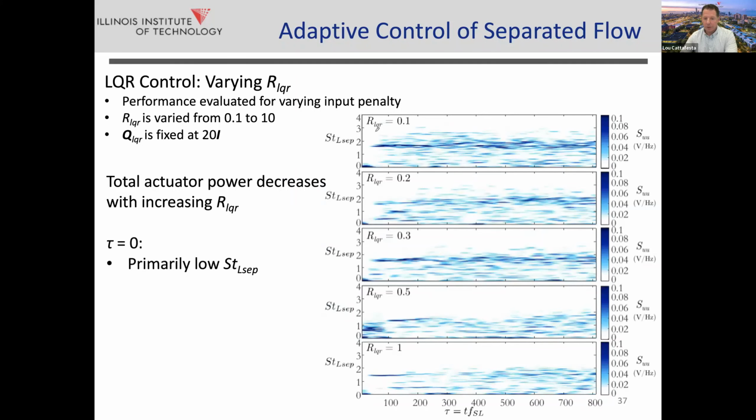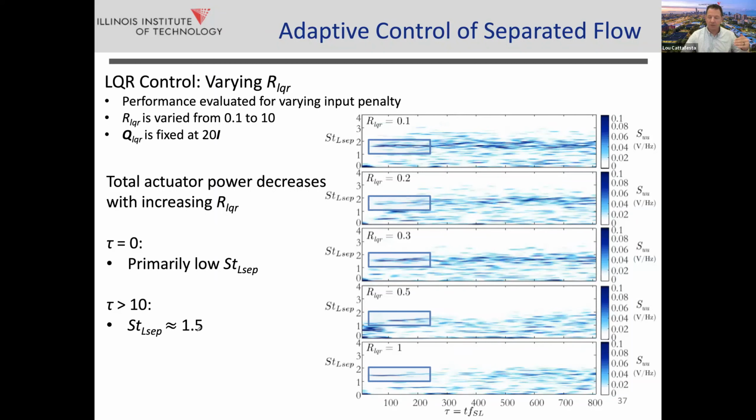So I'm showing you plots, essentially spectrograms, where frequency is on one axis and time that's normalized, again, number of shear layer cycles along this axis for different values of penalty. So remember, as R gets bigger, you're penalizing the actuator more and more. So what you see is when you start off at tau equal to 0, you have essentially very low values of Strouhal numbers. And then after about 10 shear layer cycles, it tends to settle in at a forcing frequency that's not 2, which was the baseline's dominant mode, but slightly lower than that, at about 1.5, as you can see in all these cases.